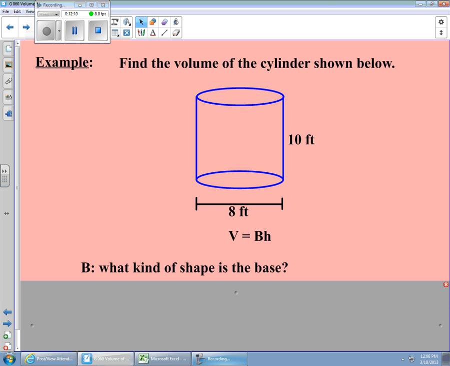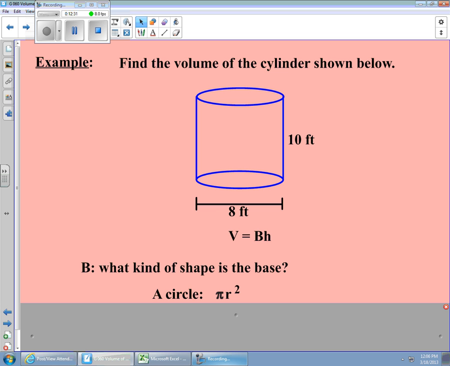Circles. Okay, circles. So bases are circles. You answered what kind of shape it was, cylinders. Okay, so we have circular bases. How do you find the area of a circle? Pi r squared. Yeah. Okay, so we're just going to plug in. The only thing you need to know in order to find the area of a circle is the radius.